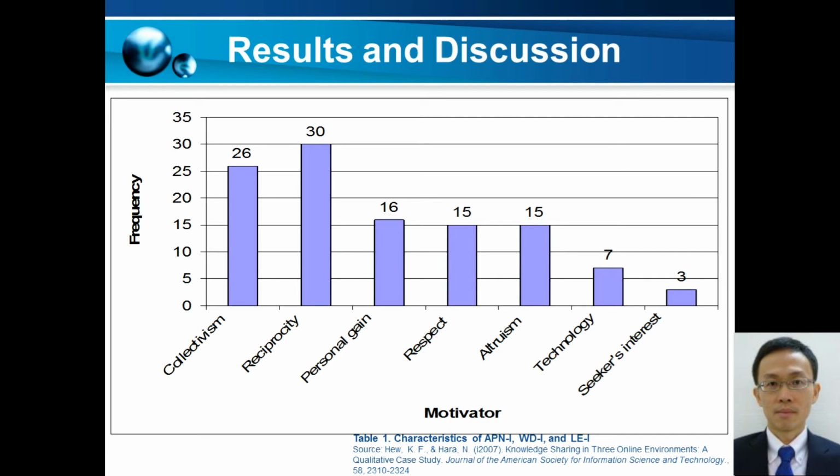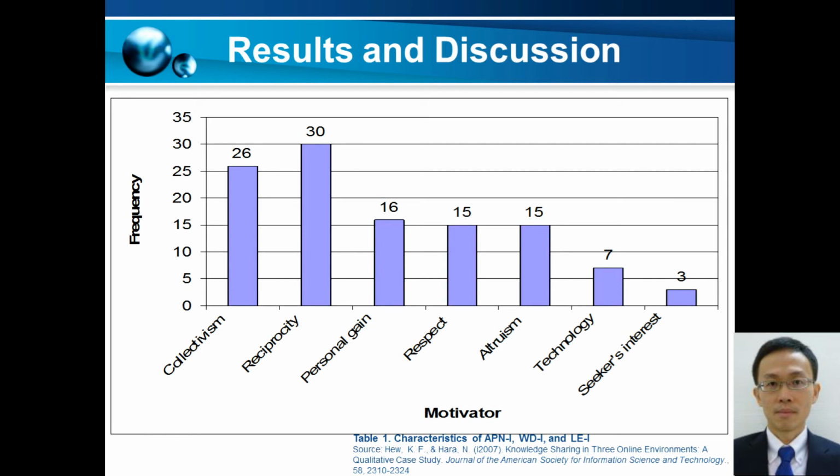The second most common type of motivator was collectivism. This means having a sense of identity or the sense of belonging to a certain community. So for example, the nurses share their knowledge even though they don't know the other people because they feel a sense of belonging to the nursing community, to the nursing profession. This is what it means by collectivism.